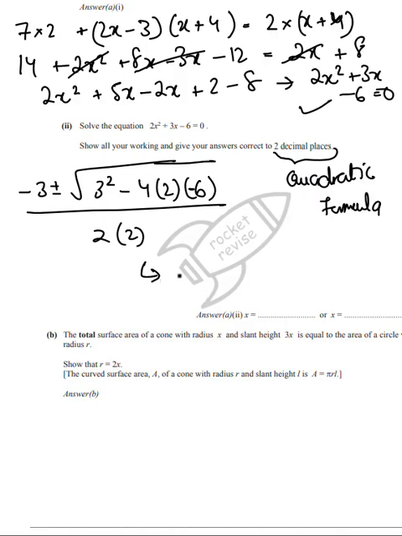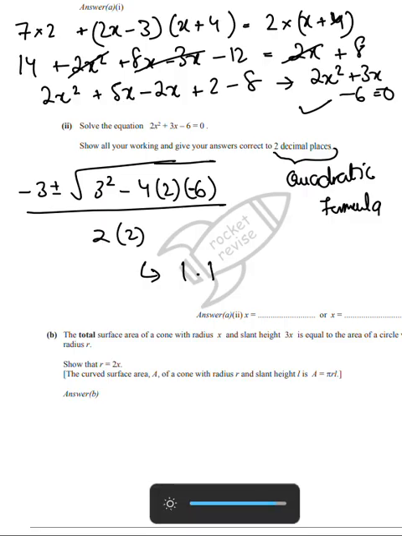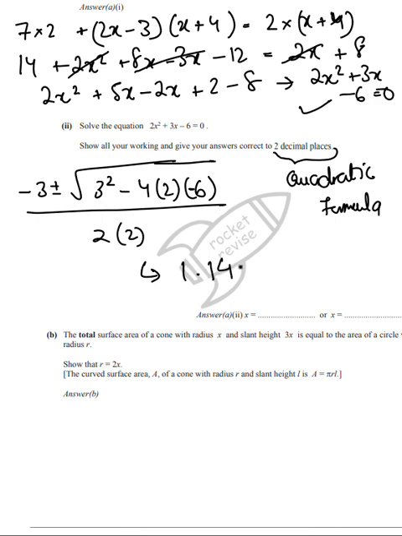Yes, it's 1.137, right? So we'll consider that as 1.14. Wait, let me just increase the brightness a bit. 1.14, and the other one is minus 2.64. 1.14 and minus 2.64.